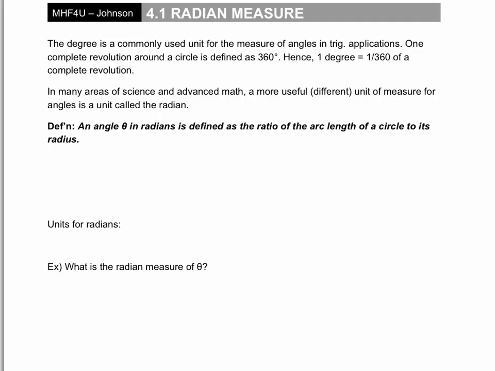Now, in many areas of science and advanced math, we actually use a different unit of measure for angles, and that is because they are more useful. This measure of angles is called a radian.